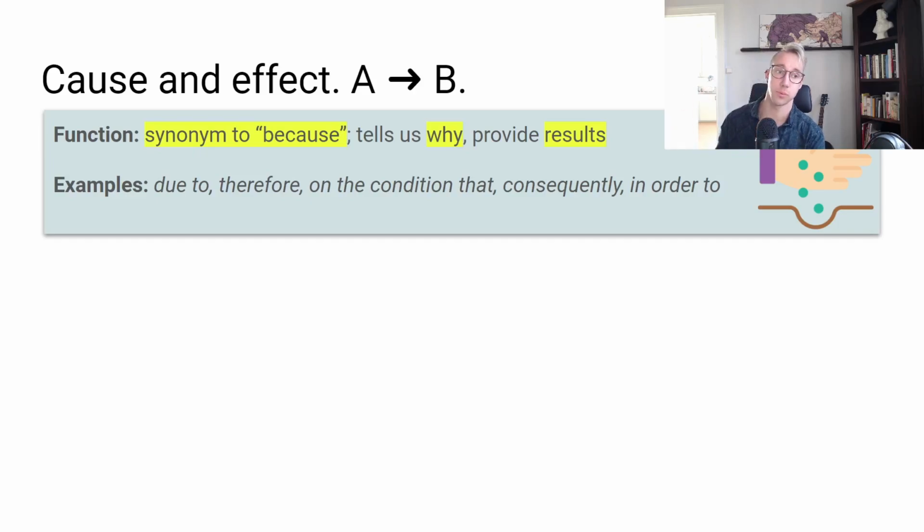The synonyms that we have now to because are, well, there are many of them naturally, but some of the ones we're looking at today are due to, therefore, on the condition that, consequently, in order to, and so on. All of these are going to help us to give a reason why something happened, and then what happened after that occurred.